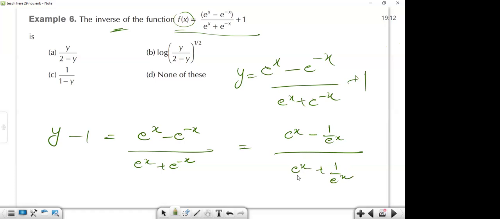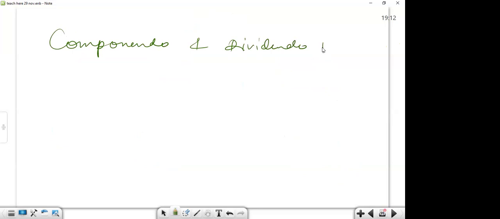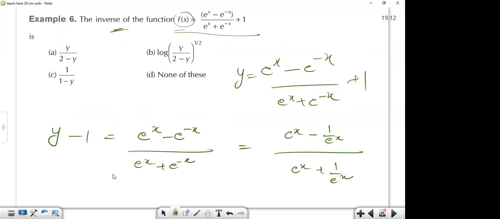Okay, so we know now. Do you know what is the componendo and dividendo rule? We have discussed this in the basics. Componendo, dividendo rule. It says if a by b is equal to c by d, then a plus b by a minus b is equal to c plus d by c minus d. Okay, so we can apply the same logic here.